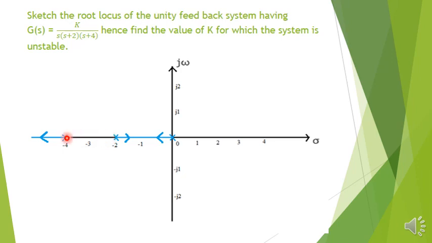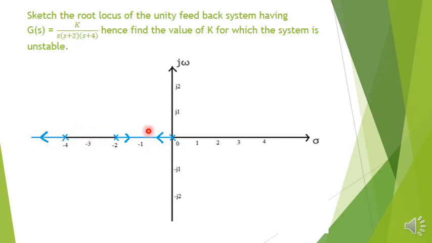Similarly, if I consider any point starting from minus 4 to minus infinity, to the left of minus 4, any test point, to the right 1, 2, 3 poles exist. So the total number of poles and zeros together is 3, which is an odd number. So the entire left of s equal to minus 4 is a part of the root locus. And poles are the starting points, so the direction is away from the poles.